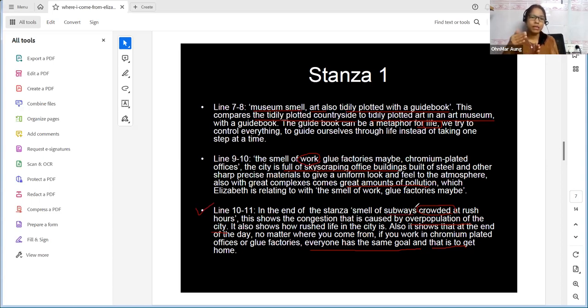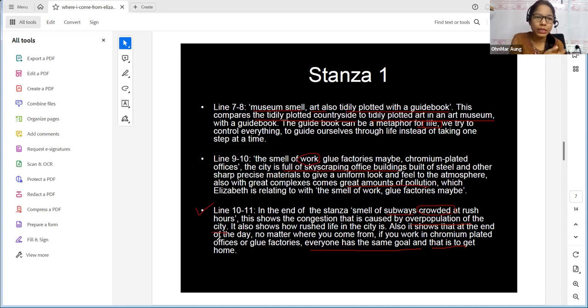And also here, subways. For example, in the morning, people go to work, people commute, right? Using the subway. At the time, they go to the same destination, whether you are the officers or just ordinary workers. You go to the same place, to the city center, to work. Do you understand? And then in the evening, you go back home. Whether you are the officers or the ordinary workers, you have to go back home. So it means that everyone has the same goal, and that is to get home. During the rush hour, people are crowded.